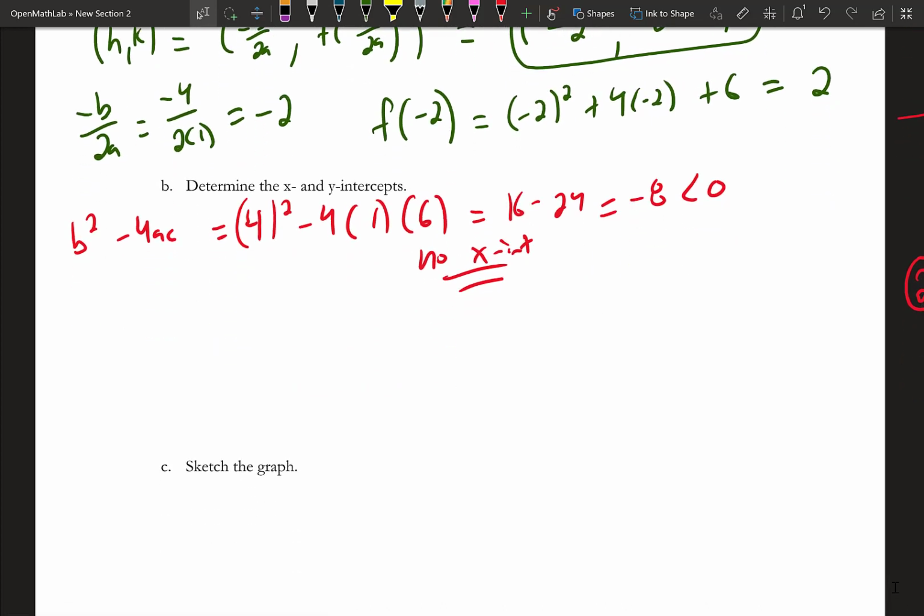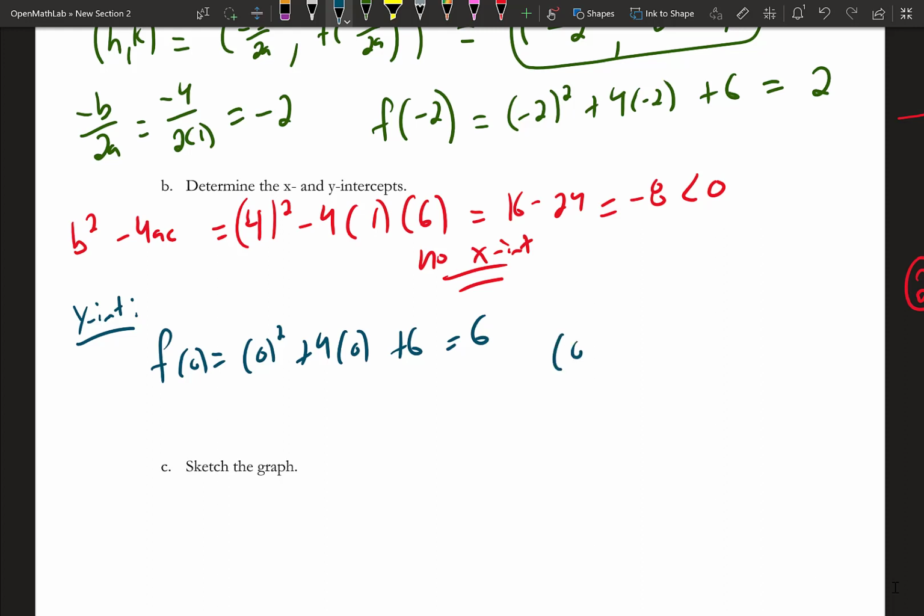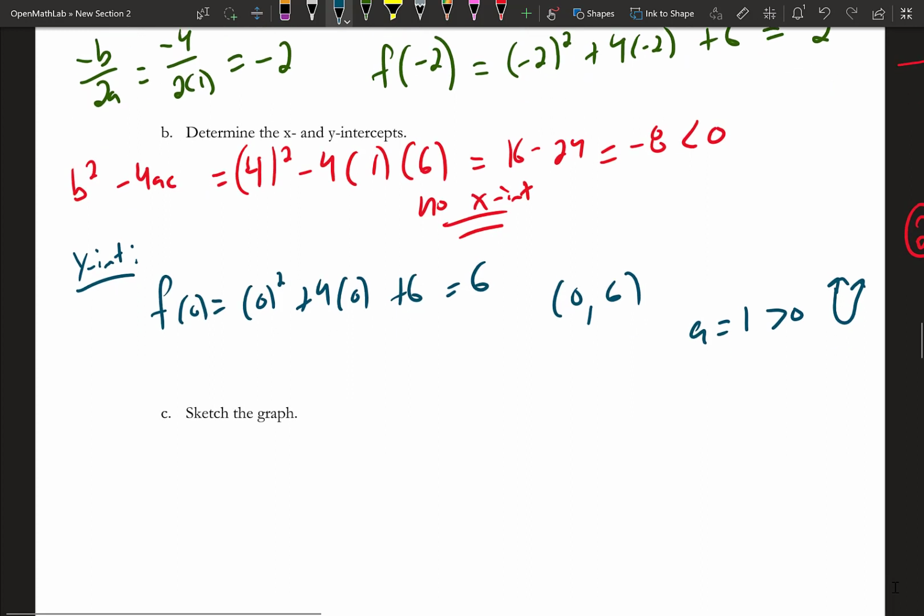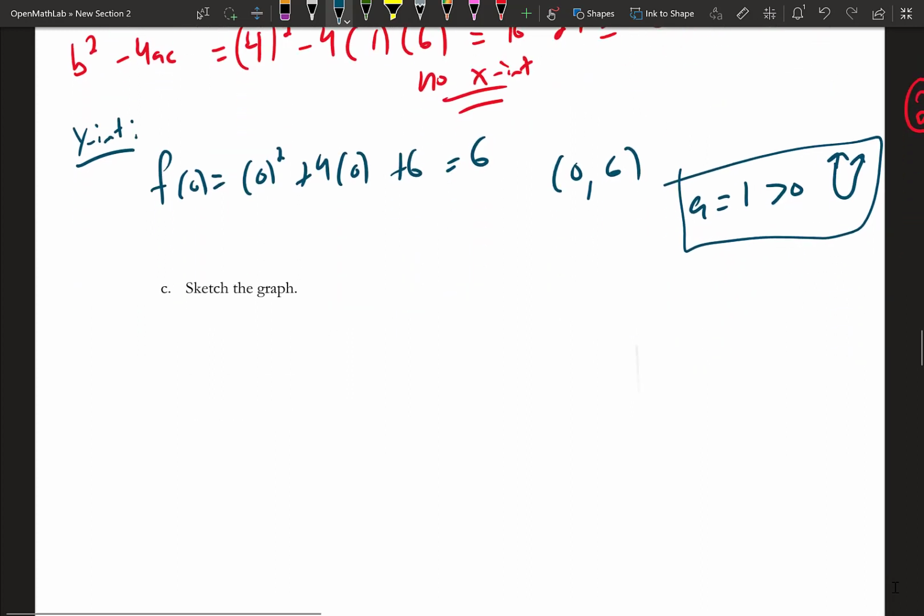So it's helpful to know we have no x-intercepts, so I don't have to worry about trying to find those, right? Because that can be a lot of work. And then finding the y-intercept, we just need to find f of 0, which is 0 squared plus 4 times 0 plus 6, which equals 6, right? So that gives me the point 0, 6. And a is 1, like we talked about, so that opens upward. Just another fact. We weren't asked to find that, but that would be helpful for sketching the graph.